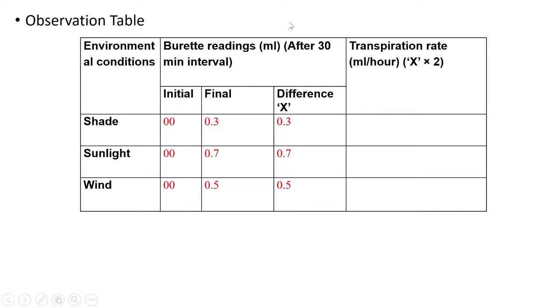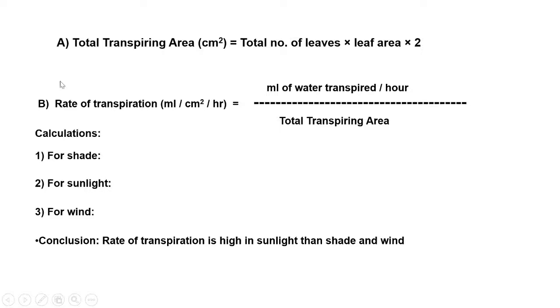Now this is the observation table for counting the rate of transpiration in different conditions. First of all, we have to put the burette photometer in shade, then wind, and then in sunlight. Now this is the calculation. The formula of the total transpiring area is in centimeter square: total number of leaves times leaf area multiplied by 2.